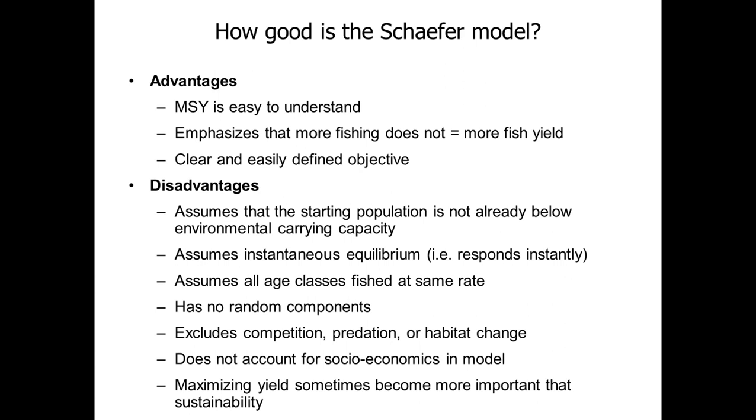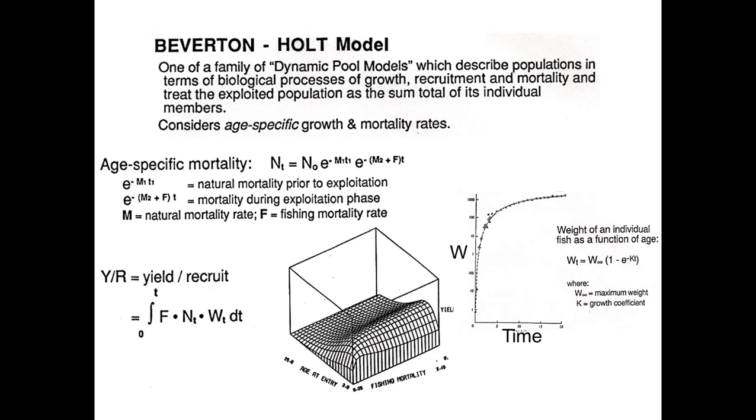It has no assumptions or no information about age or stage structure. It doesn't incorporate stochastic or random components. It eliminates some very important interspecific factors like competition and predation. It doesn't account for human drivers of socioeconomics, and sometimes it doesn't actually even focus on sustainability. There are more complicated alternatives to it.